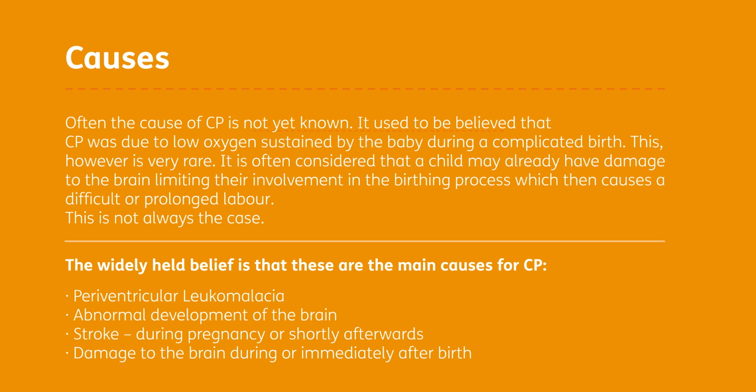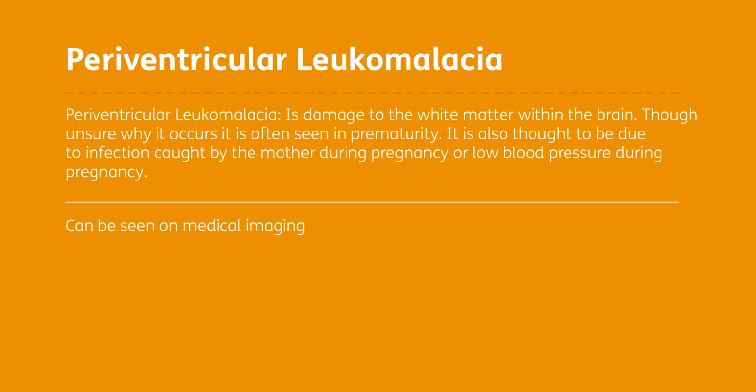So let's look at those in a little bit more detail. So PVL, or periventricular leukomalacia, is quite common in prematurity, and it can be seen on medical imaging. It's damage to the white matter within the brain, which is all the nerves that fire and communicate across the brain. They're held within the white matter. So if there's damage there, then it will interrupt those signals being sent.